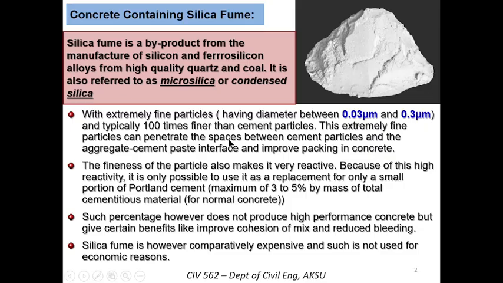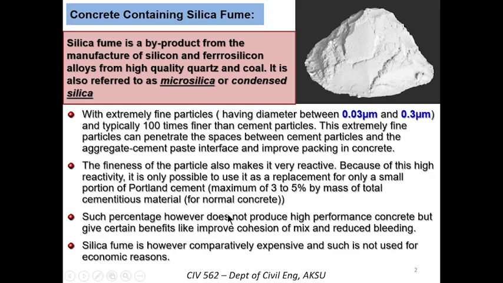So those spaces that are there, silica fume is able to penetrate them and fill them, and because of that, it will improve the packing of concrete and therefore increase concrete density. Because it has fine particles, it is very reactive. Silica fume is very reactive, and because of that, you can only replace a small portion of Portland cement with it, usually a maximum of 3 to 5% of cementitious materials is replaced with silica fumes for normal concrete.